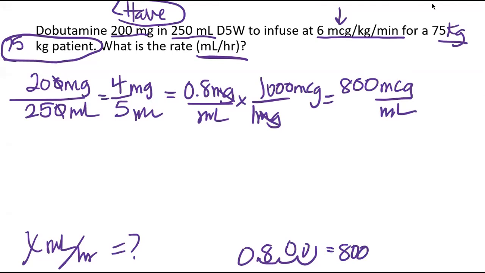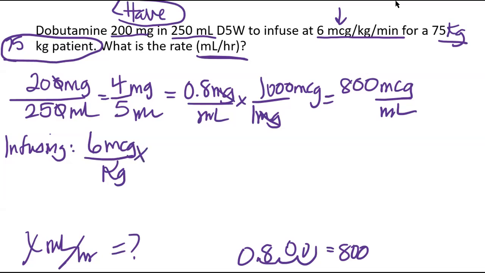We need to figure out what we're infusing. So we're infusing 6 micrograms per kilogram. Remember, we're gonna ignore minutes for a minute, and then we'll come back and get it. Okay, we want milliliters per hour. We've got micrograms per kilogram. So let's do this, and we have a 75 kilogram patient. We know we need kilograms. So that would be 75 kilograms.